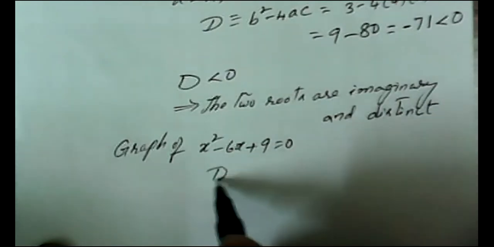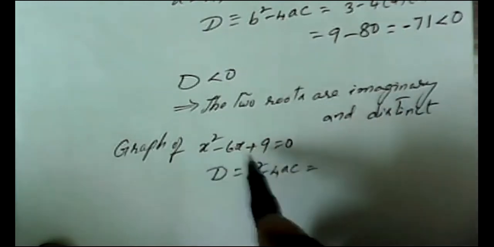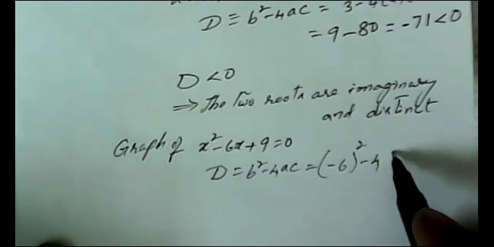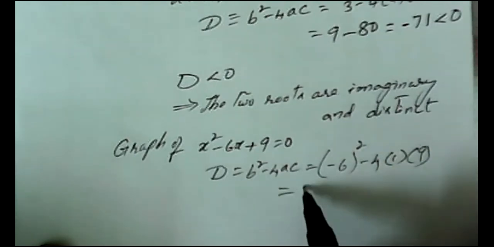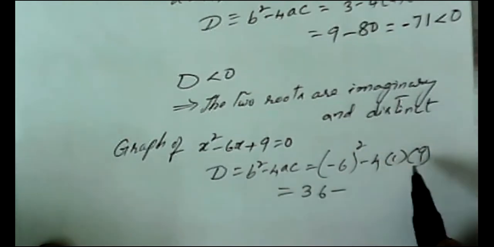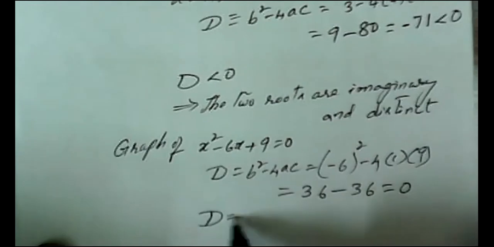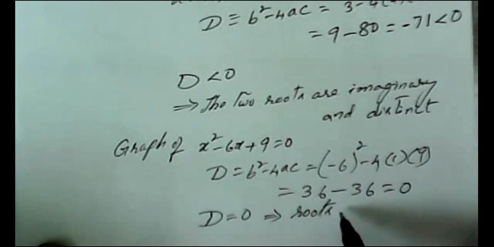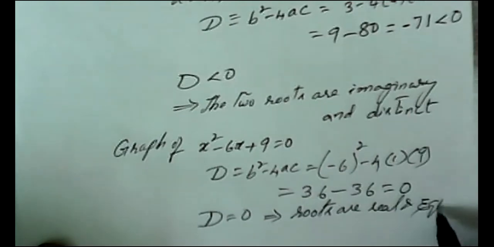So discriminant is b square minus 4ac. Here b is minus 6, so minus 6 whole square minus 4. The coefficient of x square, a, is 1, and the constant term c is 9. So 36 minus 4 into 1 into 9, 36, is equal to 0. So discriminant equal to 0 implies the roots are real and equal. Two roots are real and equal, you can say.